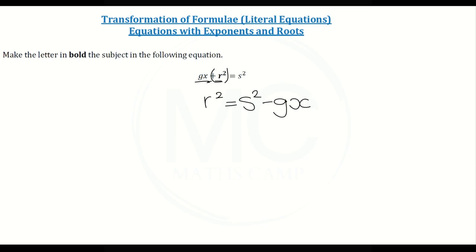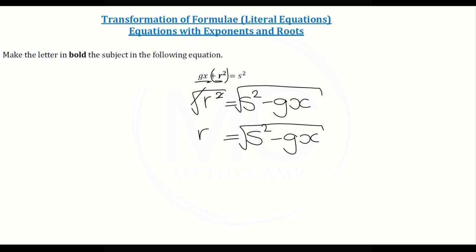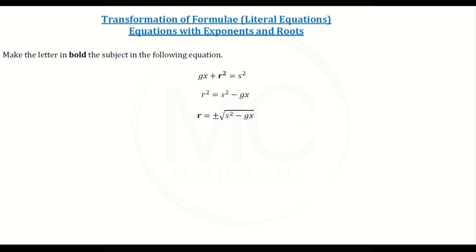But we don't want r squared. We want r. So we have to square root r squared, which means we square root this whole side of the equation over here. On the left, the square and the root will cancel out, and we're left with r. And on the right, we have s squared minus gx, all under a root. And don't forget your plus and minus signs.